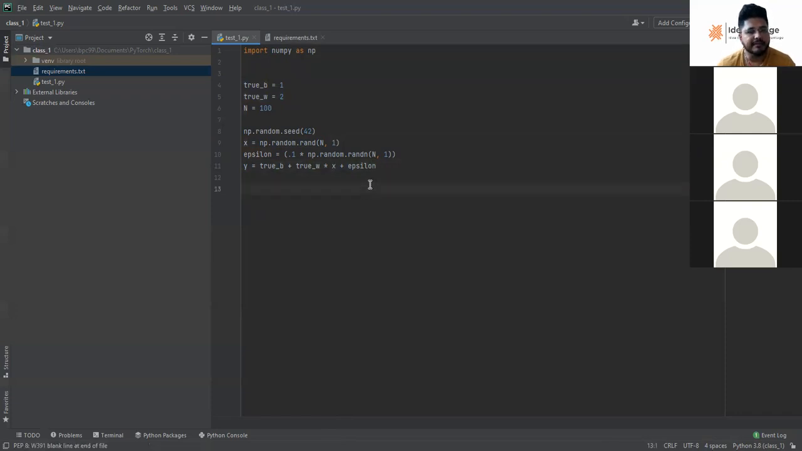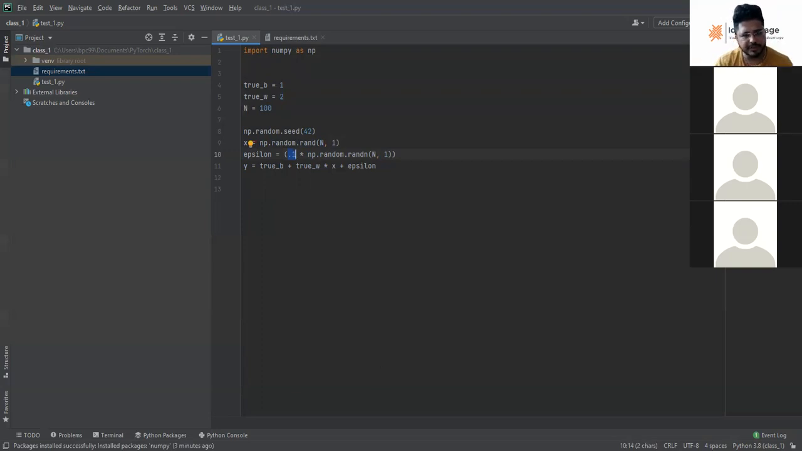Now I have to also initialize epsilon, because epsilon is also a distribution like x. But here what I have done is I have multiplied a factor of 0.1 with it. I am getting 100 random numbers, and I am multiplying a factor of 0.1 with it, and I'm telling that this is the epsilon. Why am I multiplying a 0.1 factor with it? Because I'm keeping the error range at the maximum of 0.1.